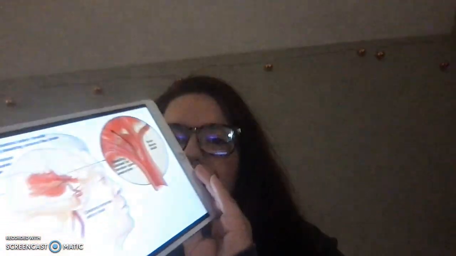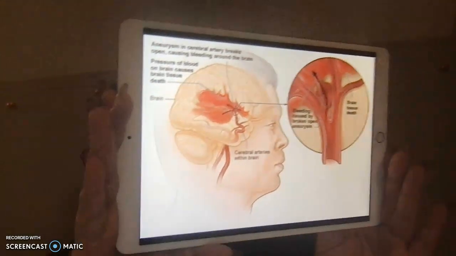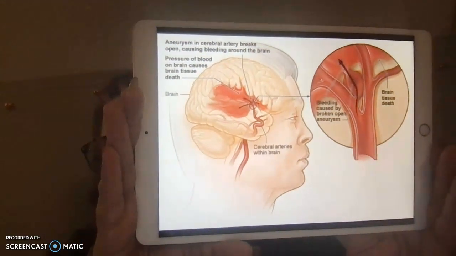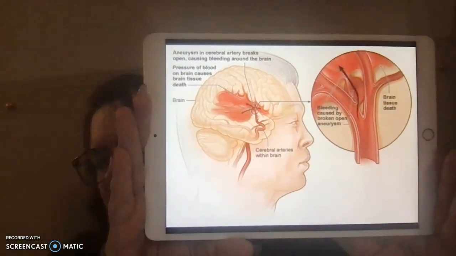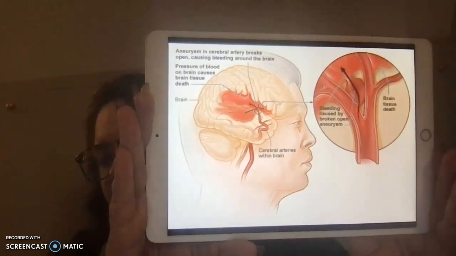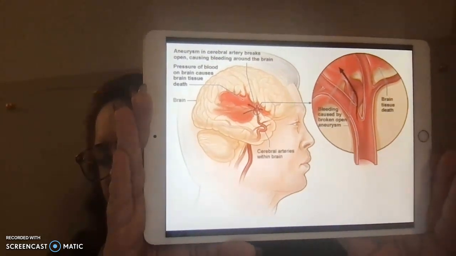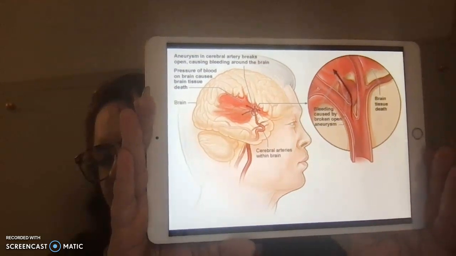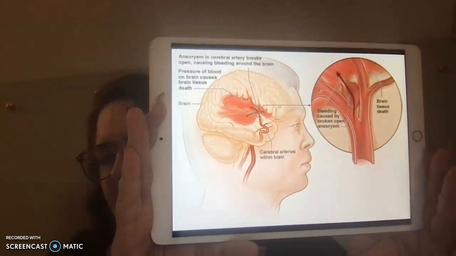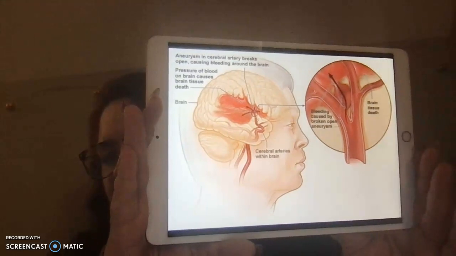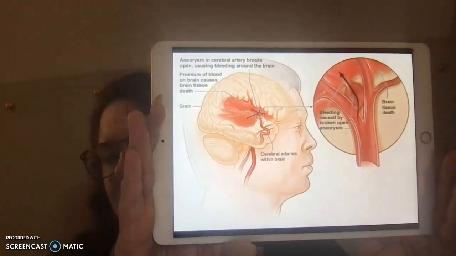And then this is the hemorrhagic stroke. So you can see it's a little bit different. There isn't actually anything blocking the vein or the artery, but you can see that there is blood leaking into the brain tissue with this red area in the brain, and that is causing pressure to build up, which is causing the tissue to die as well.